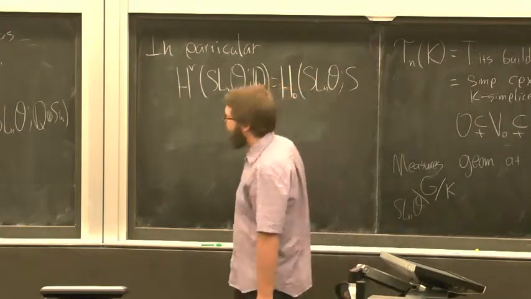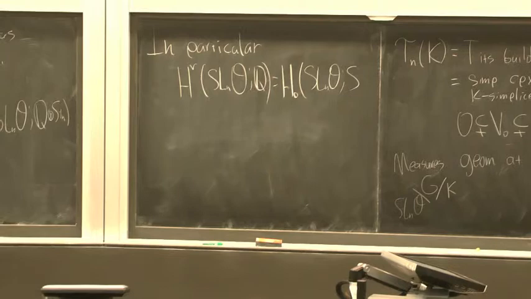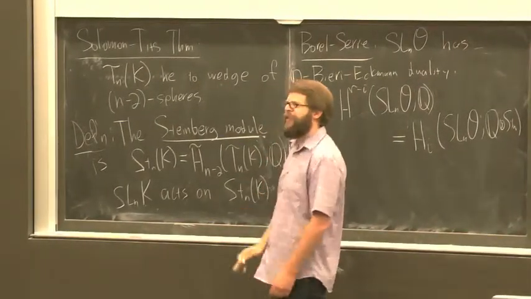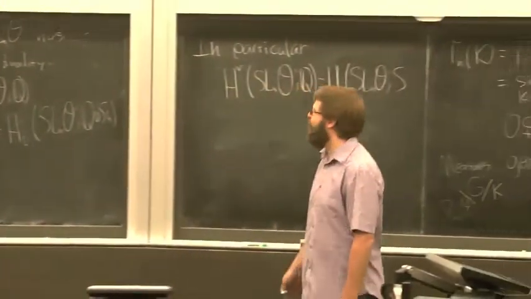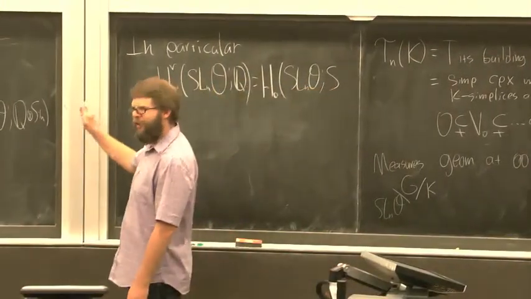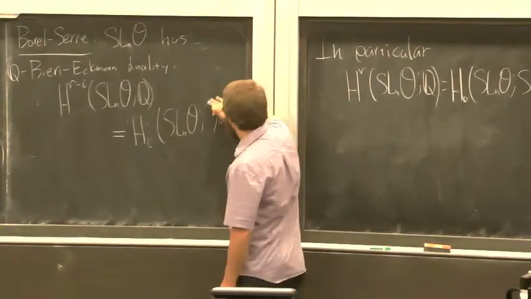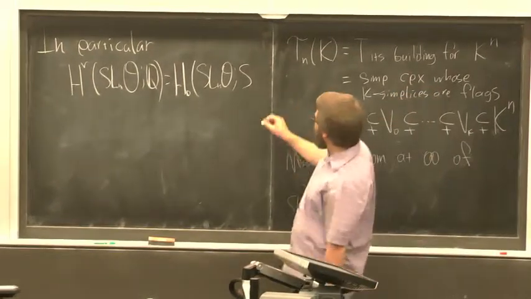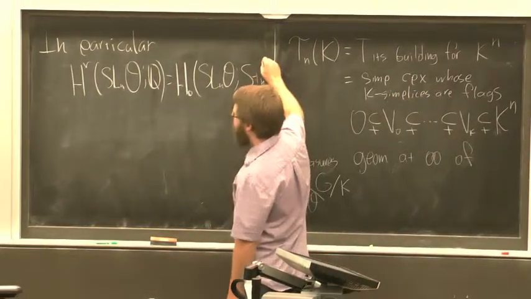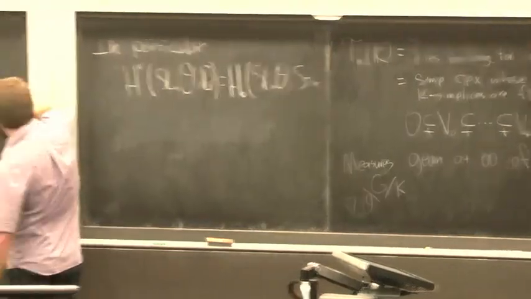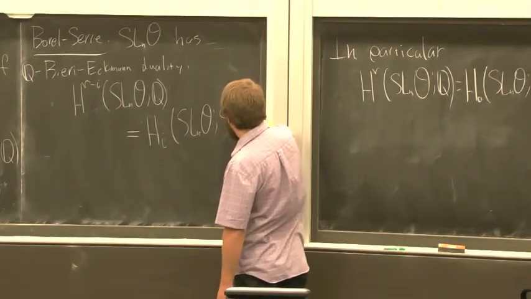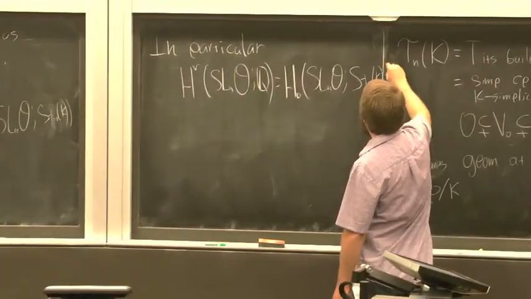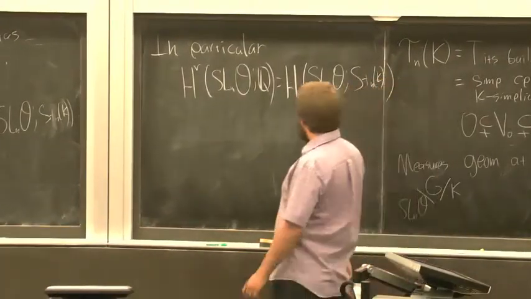I'm going to avoid having to write this over and over again, I'm just going to write Q here and tensor with Q in my definition. That'll simplify my definition. Otherwise I'll have to write Q tensored with this over and over again, which is sort of annoying. So with coefficients in the Steinberg module, St_n(K), and it should be a K there, actually.